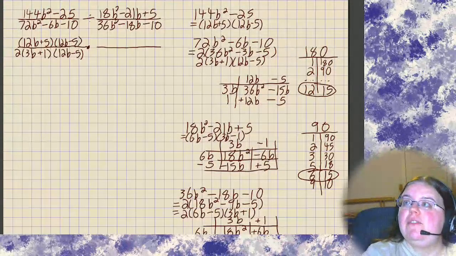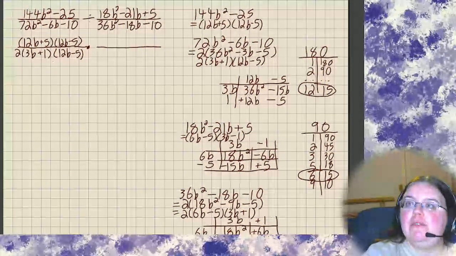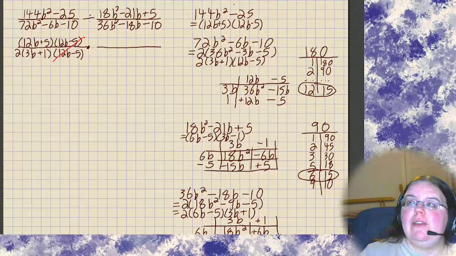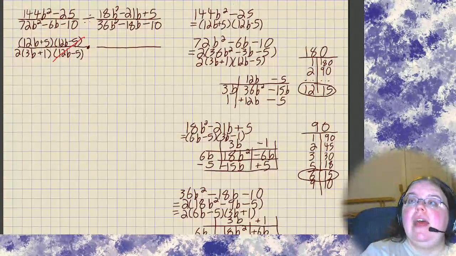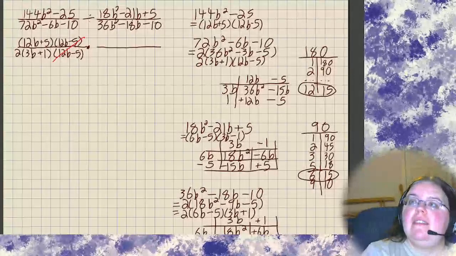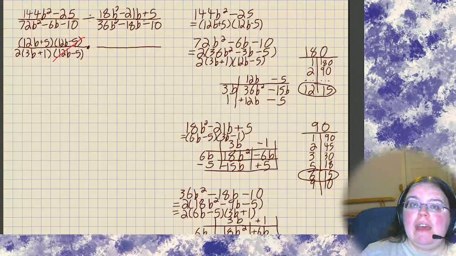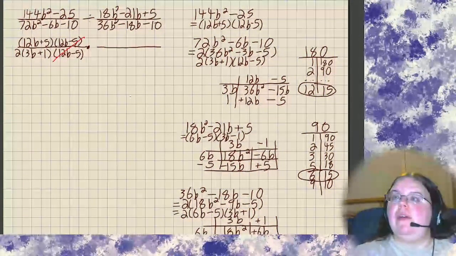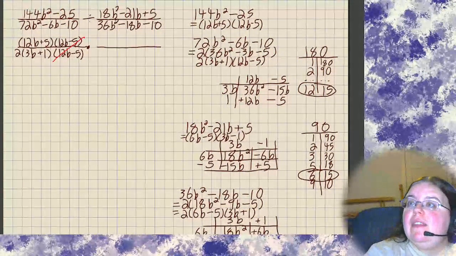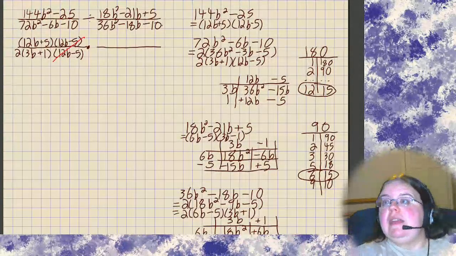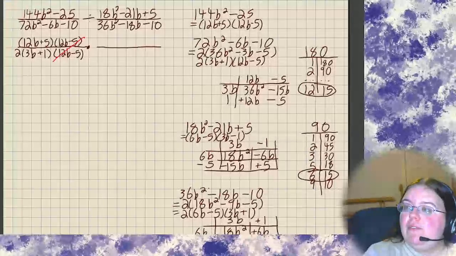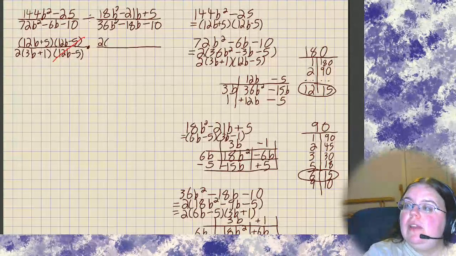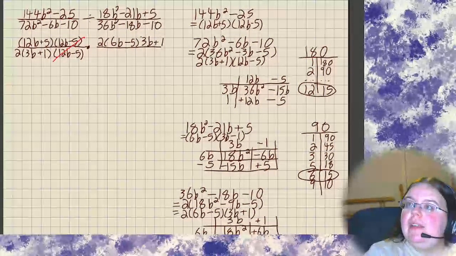Now I already noticed something just from that. I've got a couple of 12b minus 5s running around in there. I can already eliminate those and make my work a little bit easier. Now, I need to invert this second rational expression as part of the process. So as I rewrite those factored forms, I'm going to go ahead and put them in their reciprocal location. So for this numerator, what I want is 36b squared minus 18b minus 10, and I'm going to use its factored form, 2 times 6b minus 5 times 3b plus 1.